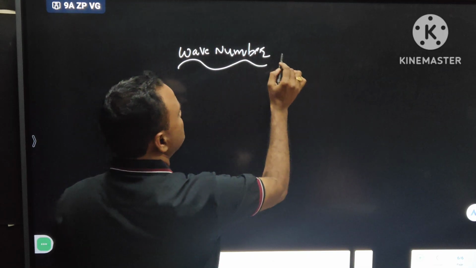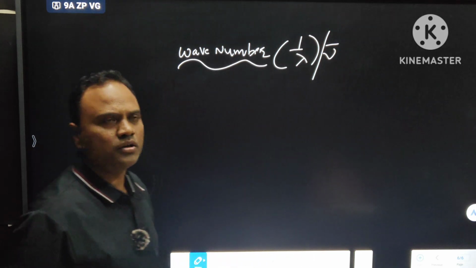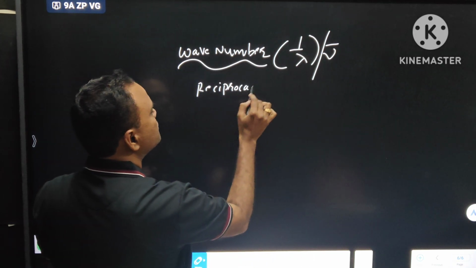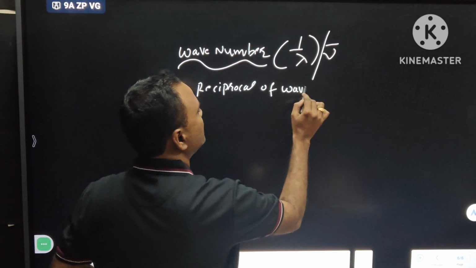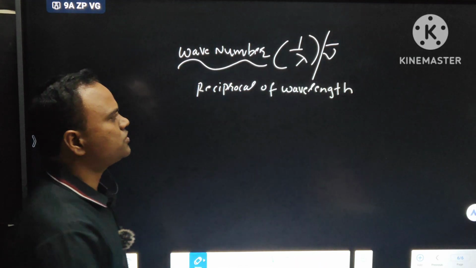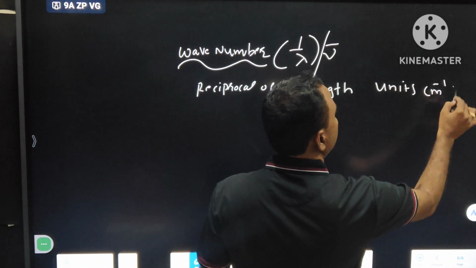Fundamentals only, so we can finish fast. Wave number is 1 by lambda, represented as nu bar. The reciprocal of wavelength is called wave number. Units are centimeter inverse. Small definition. Units: centimeter inverse.